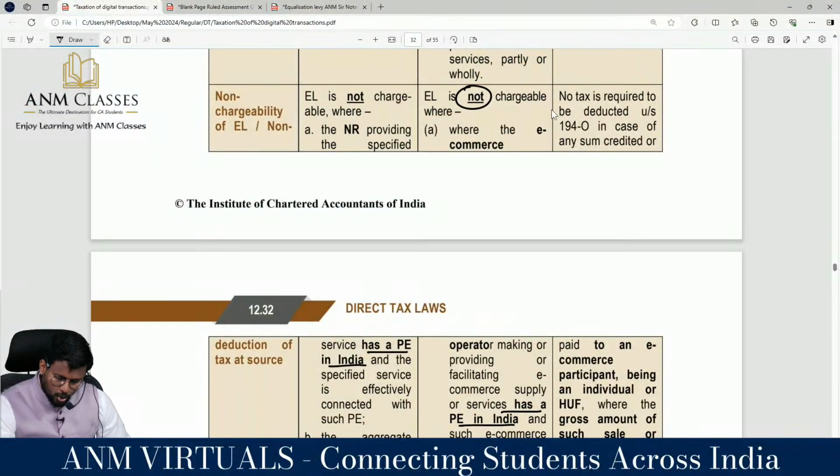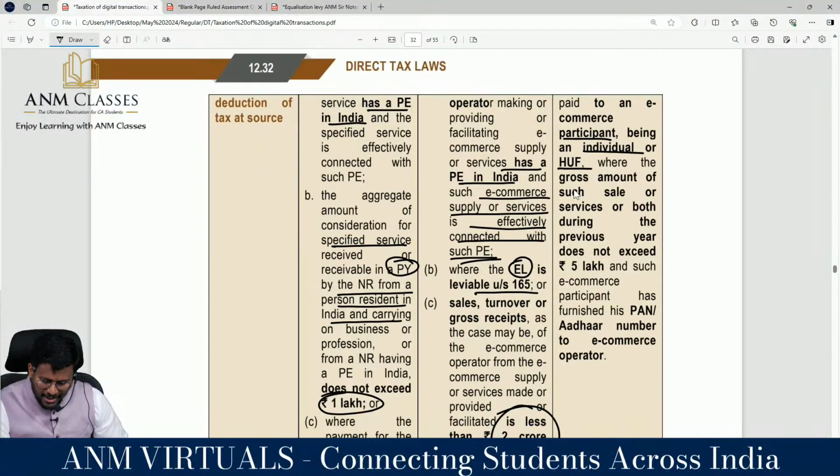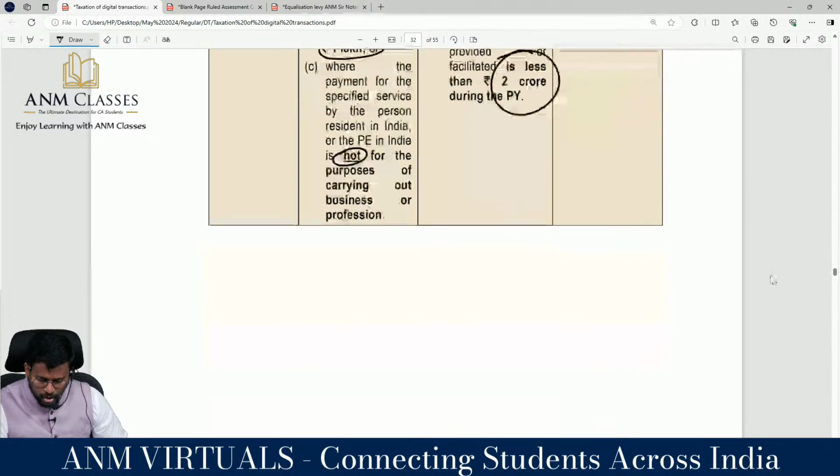Correct? No tax is required to be deducted under 194O in case of any sum credited or paid to an e-commerce participant being an individual or HUF, where the gross amount of such sale or service or both during the previous year does not exceed the prescribed limit, and such e-commerce participant has furnished PAN or Aadhaar number to the e-commerce operator.